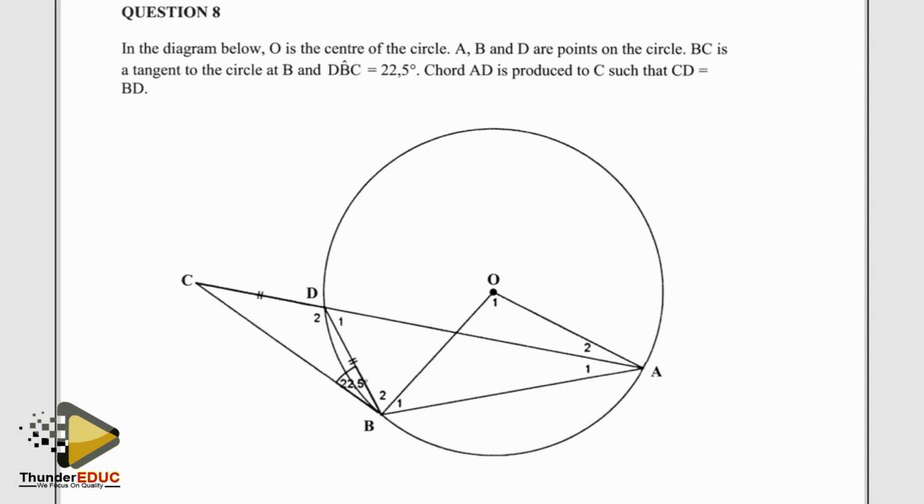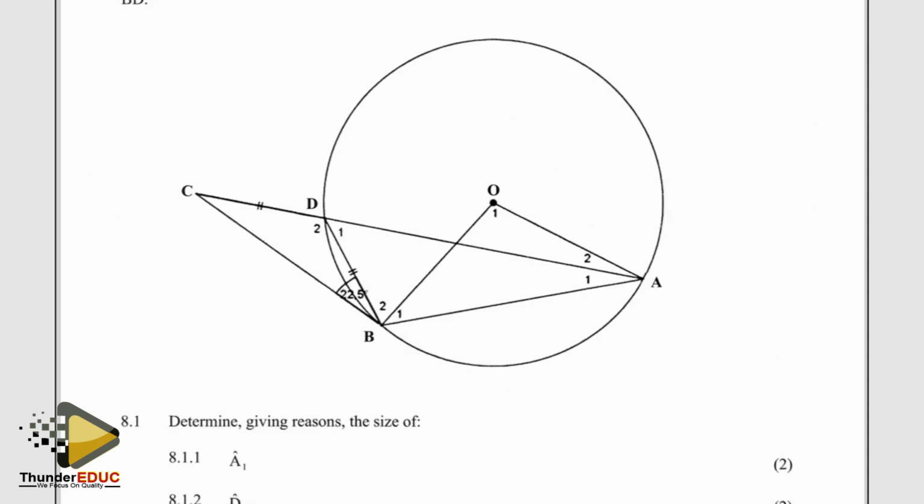Question 8, Euclidean. In the diagram below, O is the center, beautiful. A, B, D are points on the circle, BC is a tangent, okay. And DBC is 22,5, okay. The chord AD, where are you AD? Here I am. Is produced such that these two sides are equal. Okay. 8.1, they want us to get the size of A1.